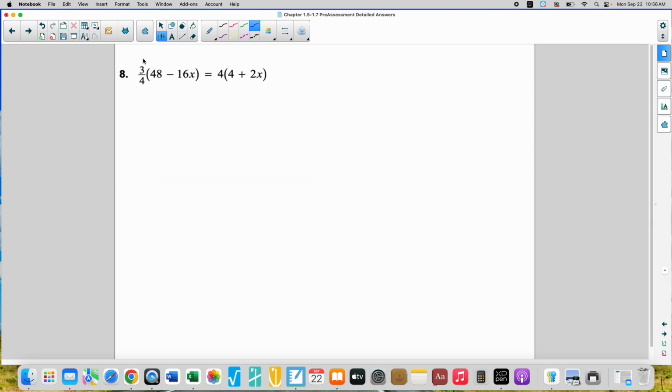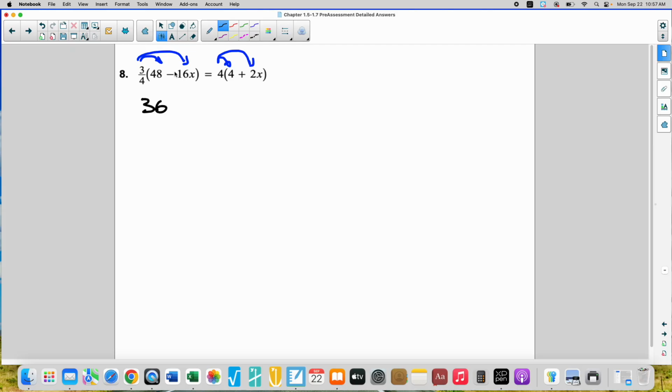We're going to distribute, and we'll distribute. 4 goes into 48 12 times. 12 times 3 is 36. I would not multiply 3 times 48 and then divide. I'd cross cancel. And then 3/4 times negative 16x. 4 goes into 16 4 times, so that's negative 4.